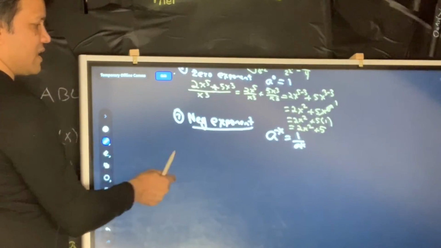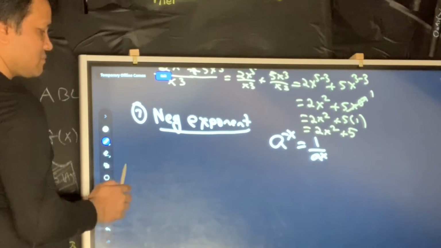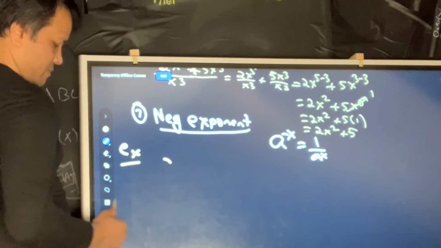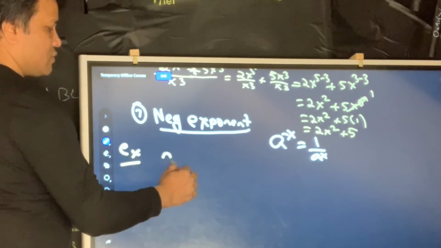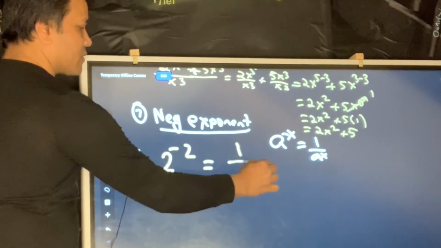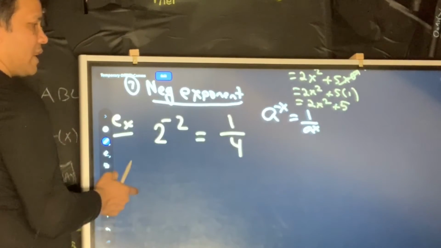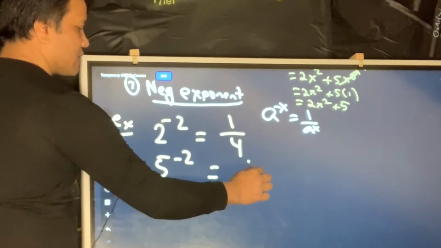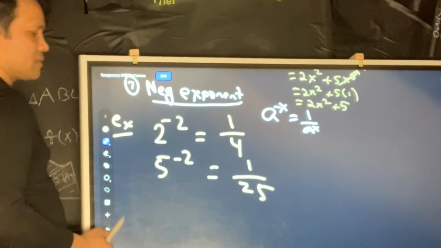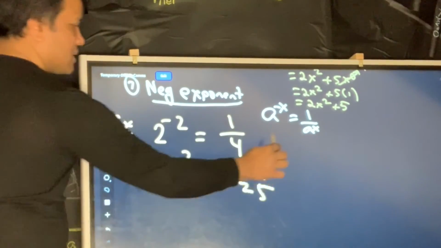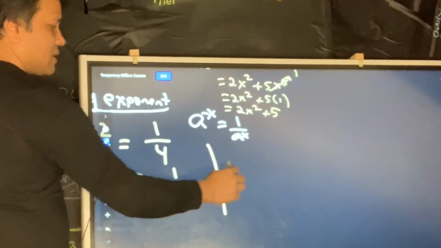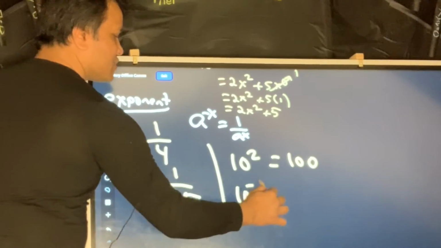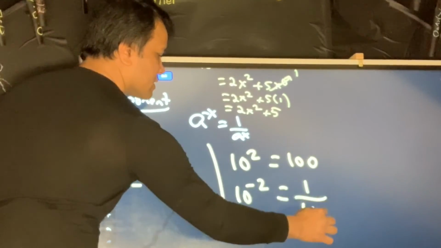Now we're going to do negative exponents. An example would be 2^(-2), which is 1 over 4. Or 5^(-2) would be 1 over 25. And let's give you one more example. 10 squared would be 100, but 10^(-2) would be 1 over 100.